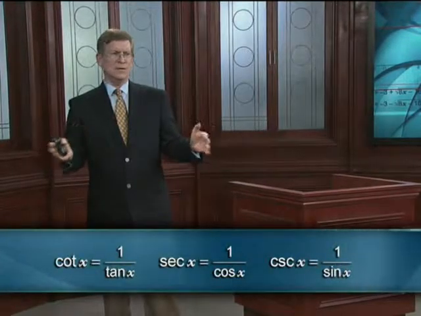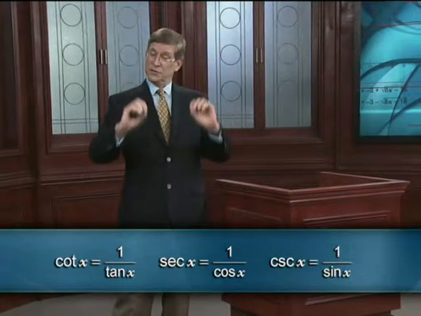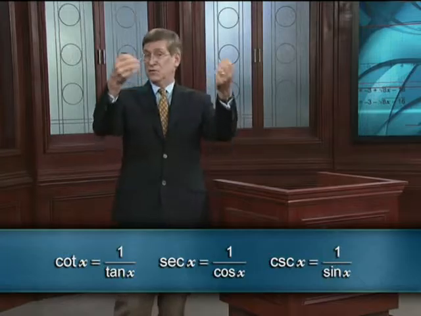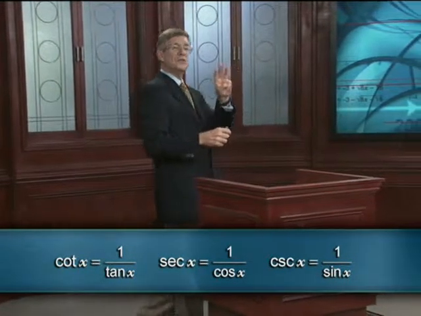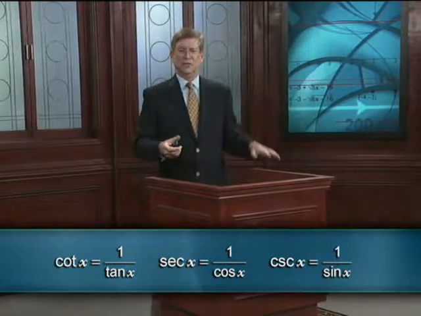Relax. You can calculate cotangent as 1 over tangent. And in the same way, secant is 1 over cosine, cosecant is 1 over sine. So you really need just 3 buttons on your calculator to get all 6 functions.